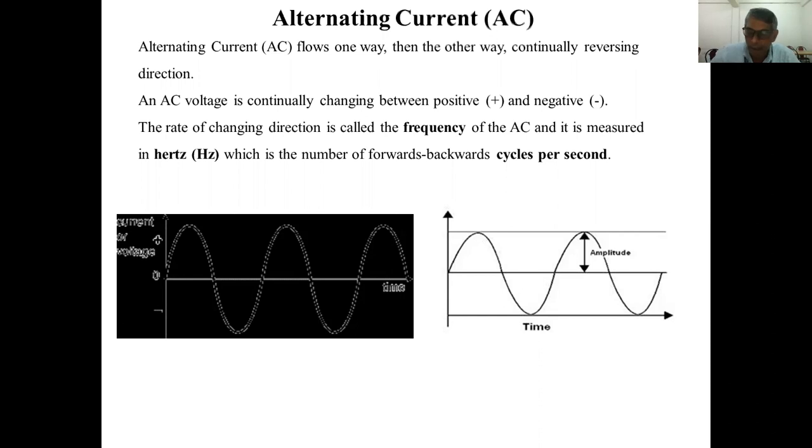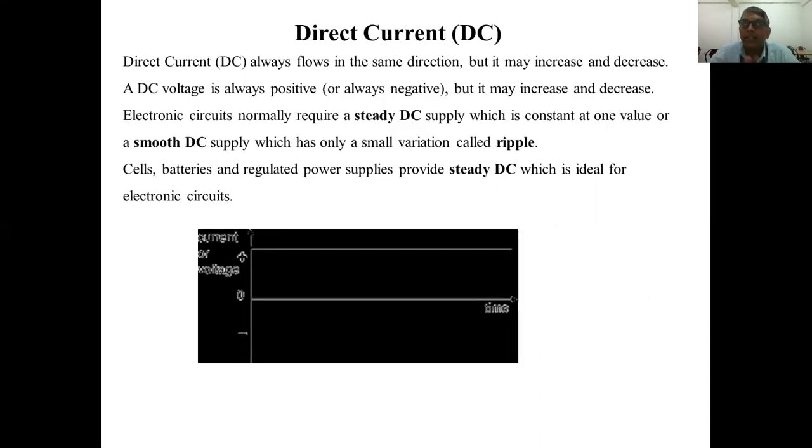So please remember, DC has no frequency and hence it has no cycle. That's very, very important. So the cycle is 0, frequency is 0, it has 0 hertz, and it is a steady DC supply. Normally, all electronic circuits require a constant DC supply, so there should not be any variation in the signal.